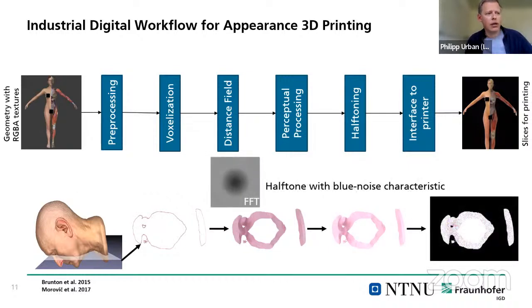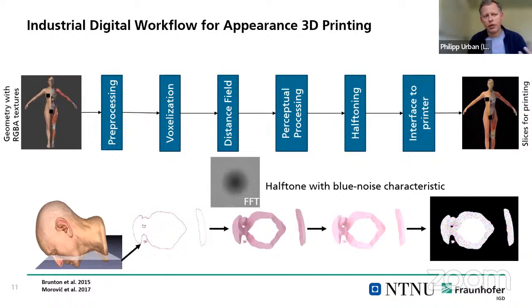And finally, you now have the material ratios per voxel, and most printers can only fill a voxel with one material. Some of them can also jet small droplets into one voxel, so you can have multiple materials per voxel, but in any way, you have a quantization of the printing system, and you have to account for this. And this is done by halftoning, and the ideal halftoning is a blue noise halftoning, because it pushes the quantization errors into high spatial frequencies, and the human visual system is less sensitive to these frequencies.